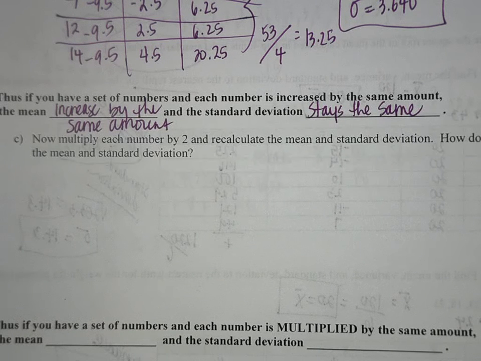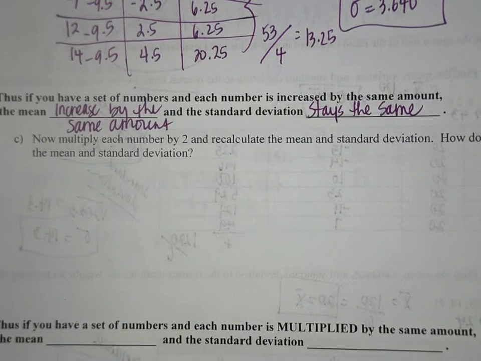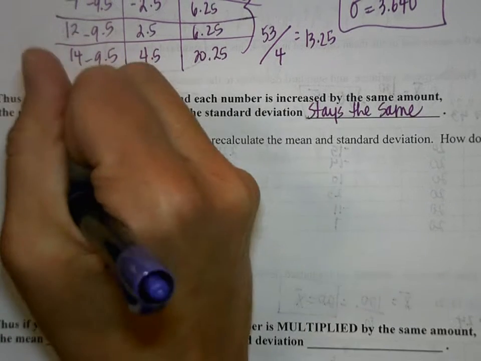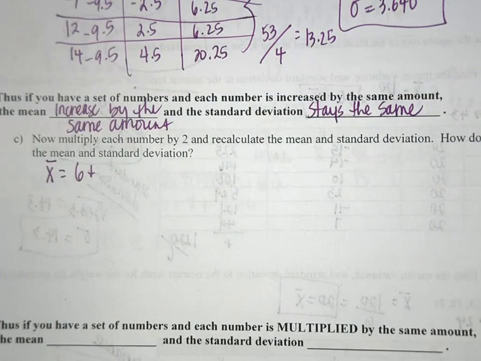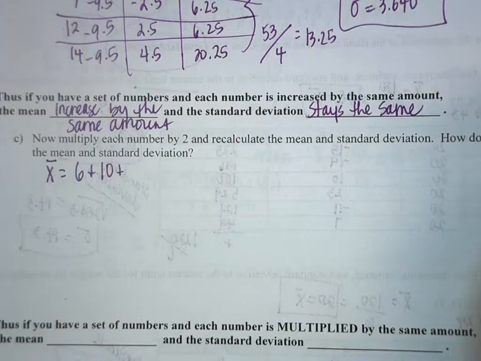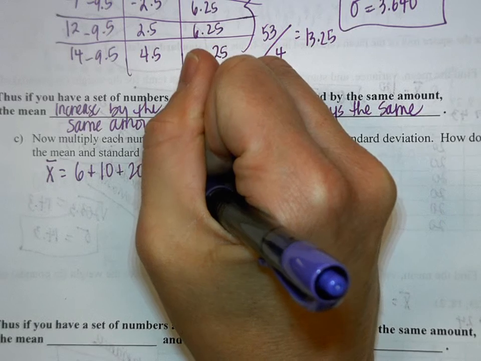Okay. Now, part C says, now I want you to multiply each number by 2 and recalculate the mean and standard deviation. How does this affect it? Going back to our original set of data, the first number was 3. When I multiply 3 by 2, what does it make? 6. 5 times 2 makes 10. 10 times 2 is 20. 12 times 2 is 24.